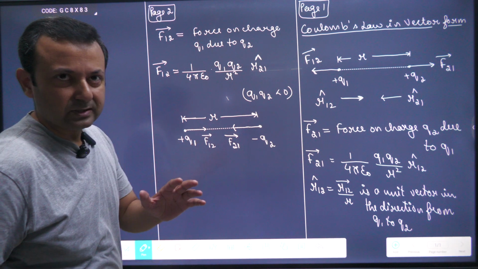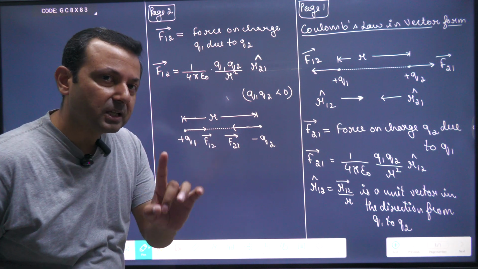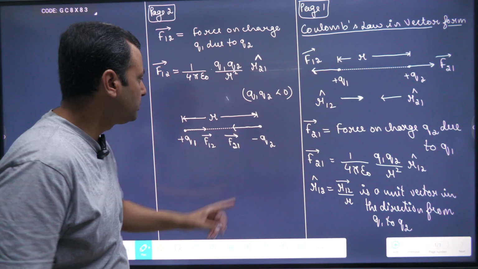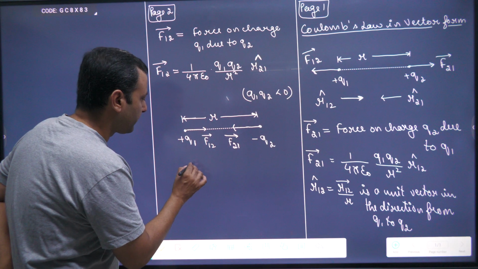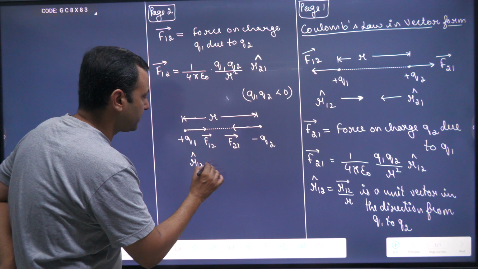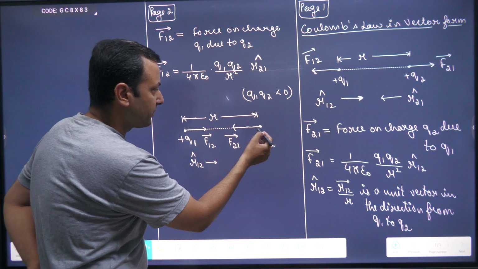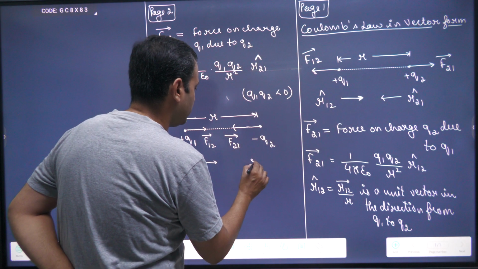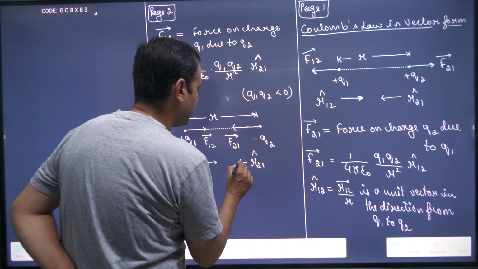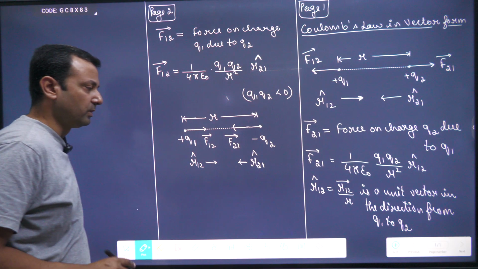Now the basic thing will remain the same. The distance vector will remain the same. If we are moving from Q1 to Q2, it will be called R12 cap. If we are moving from Q2 to Q1, then it will be called R21 cap.